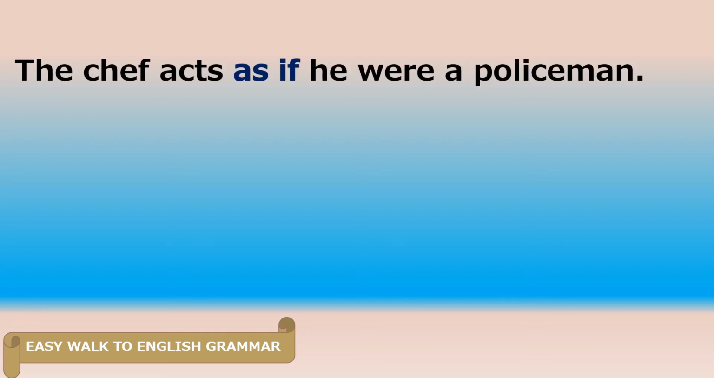Now here is something for us to look into. Look at this sentence please. The chef acts as if he were a policeman. And you can see the chef is one person and our subject in this sentence is singular. He is the pronoun. He in the sentence is the pronoun that stands for our subject, the chef.